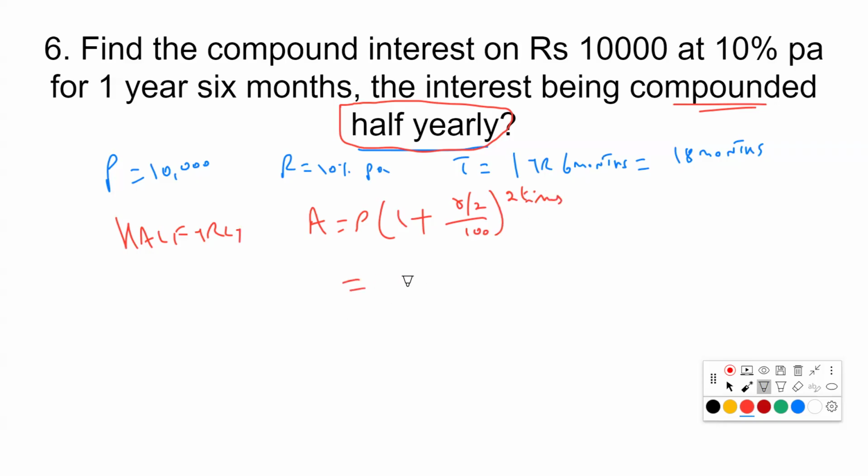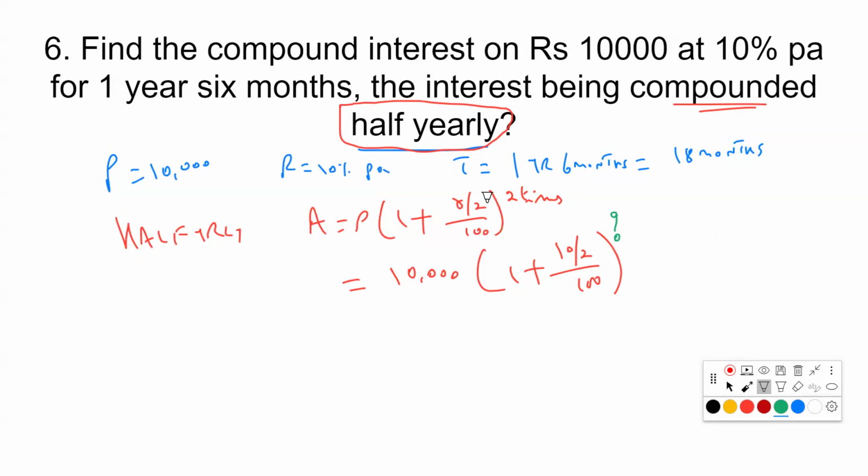Now please help me write this. What is the principal? 10,000. No problem. 1 plus R by 2, that is 10 by 2 by 100. Now tell me what I should write in the place of the question mark. Just answer this. Yogi says 3. Others, what should I write in the place of the question mark? Yeah, Simran says 2. Others.